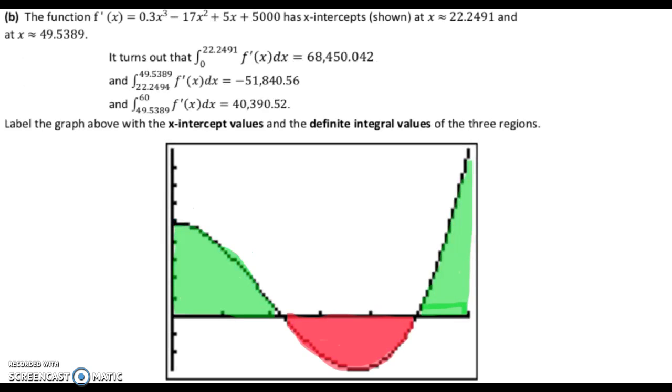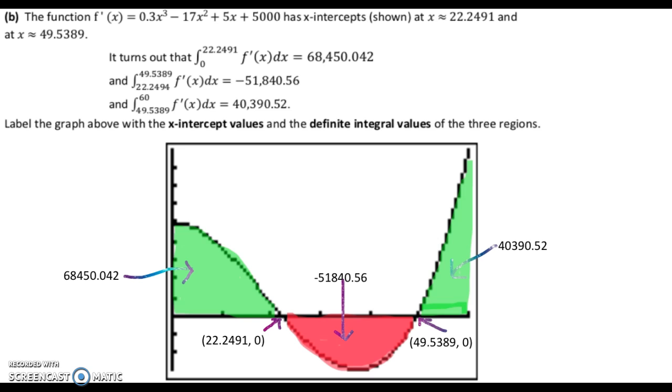Part B says, if we know that these particular values are given, that there are intercepts shown, the first intercept is at 22.2491, and the second intercept is right here at 49.5389. It turns out that in this definite integral, here is the value, in this definite integral, here is the value, and in this definite integral, here is the value. Label this graph with our x-intercepts and our definite integral values.